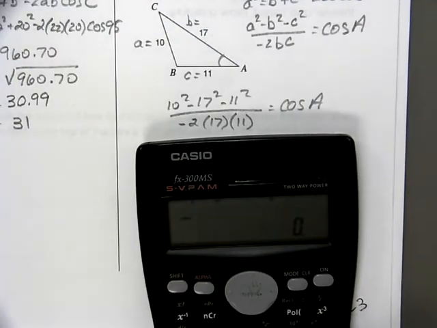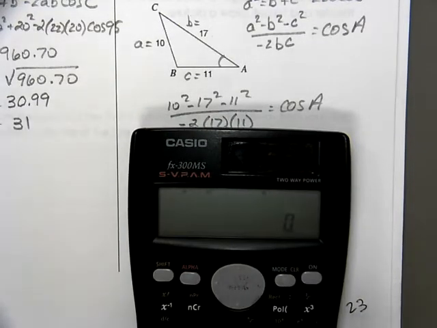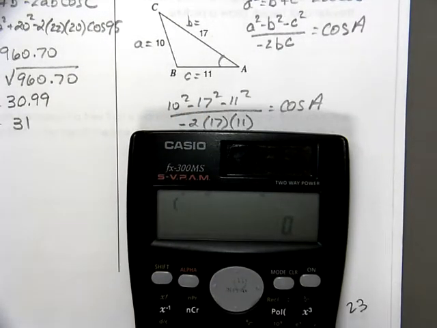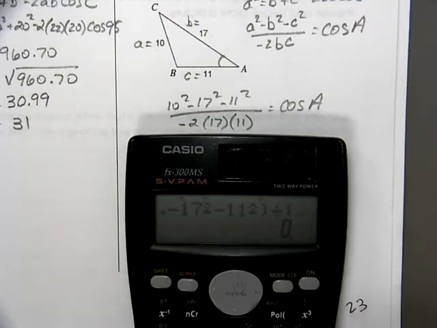So now, to type a fraction into a calculator, we need to use a numerator. So to be sure that we get all these values in the numerator, I'm going to use parentheses. Then we can type in 10 squared minus 17 squared minus 11 squared. All of that's in the numerator, the top of the fraction. So then we put a parenthesis around it to close it off. Then we're going to divide that by this denominator. So we have to start parentheses again for the denominator.